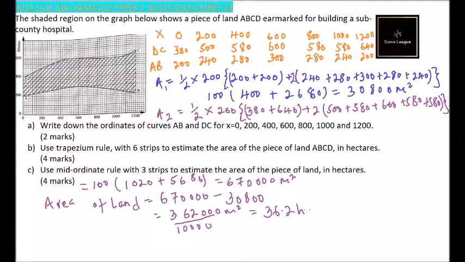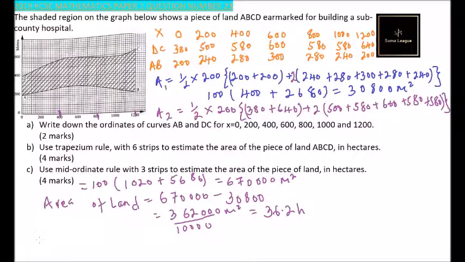But say we are supposed to use the mid-ordinate rule with 3 stripes to estimate the area of the piece of land. So you can see here, we can come here and subdivide. The 3 will be up to 400, 800, and 1,200. So it means that the mid-ordinates will be those at 200, 600, and 1,000. So we'll be able to get the area. So let's go ahead and do that.